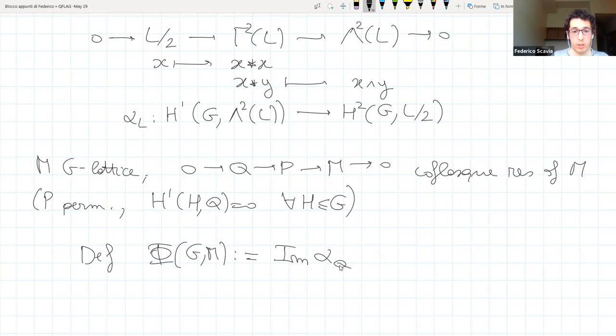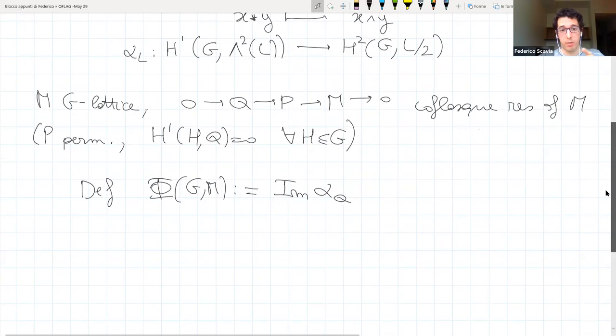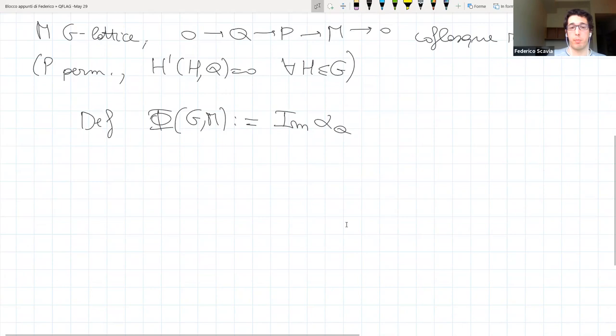I apply the short exact sequence, which was written with L, with L equals Q, and I get this image. It's a two-torsion abelian group that I could construct. And one has to check, of course, that this doesn't depend on the choice of a coflasque resolution. But this is because if I have another short exact sequence with Q prime and P prime, then Q and Q prime differ by some permutation lattice. So I can add to each of them a permutation lattice. And then one reduces to showing that alpha_Q is zero when Q is permutation. This is true because when L is permutation, the short exact sequence is actually G-equivariantly split. A choice of a basis defines a splitting. So this is well defined.